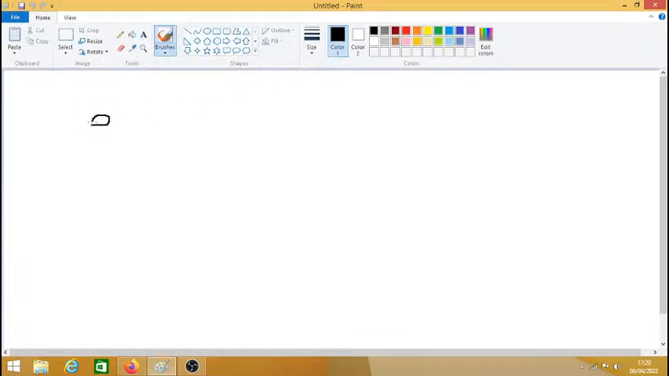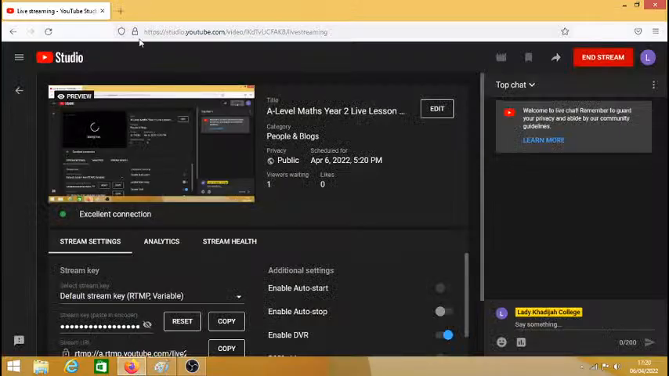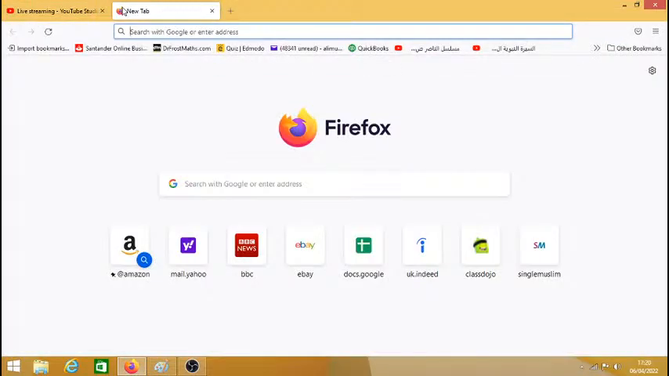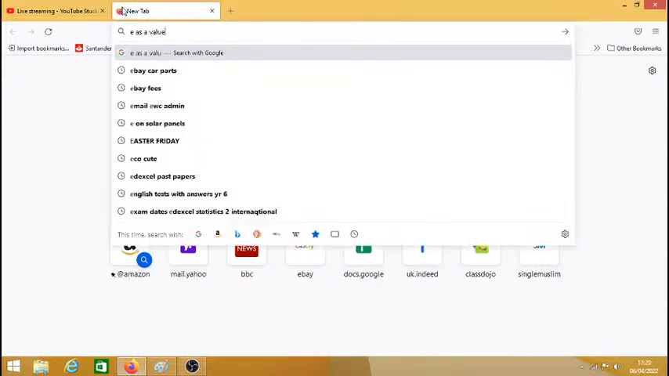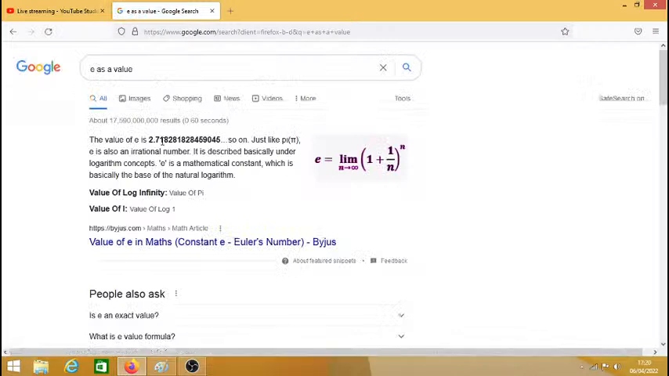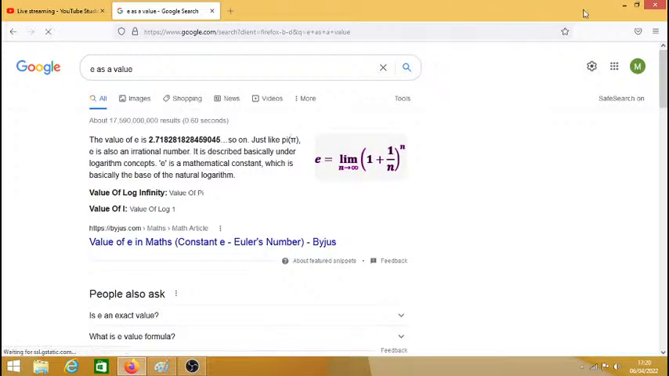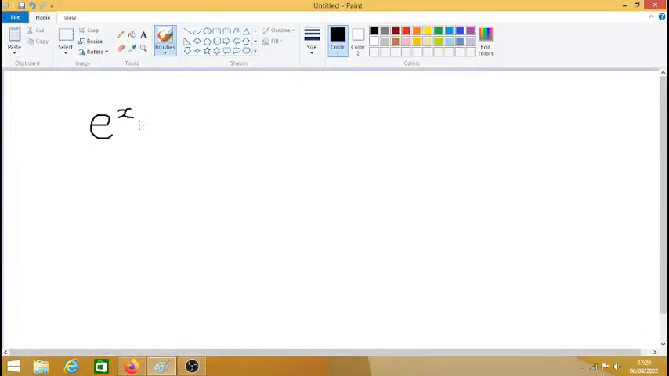Today I want you to learn that e to the x. E is a number a bit like pi. It's just a special number. It's something like 2.7. Let's just Google it now so you know what that number is. It's 2.718281828845, and just like pi, it goes on and on and on. So rather than write that decimal, mathematicians just write e.